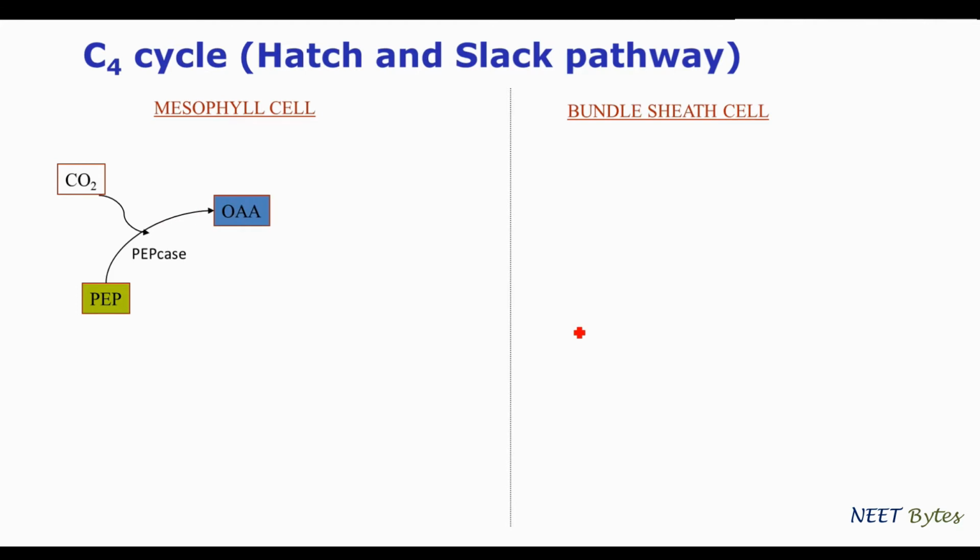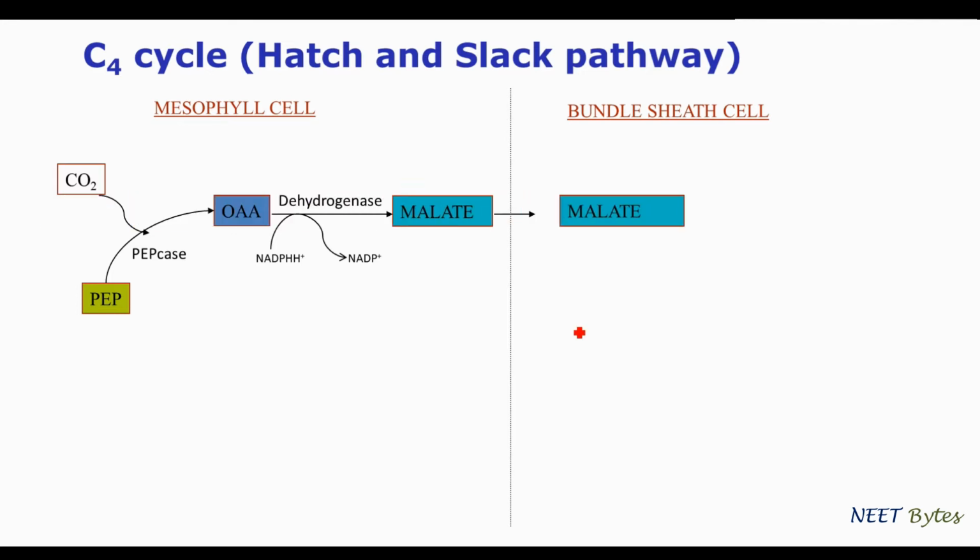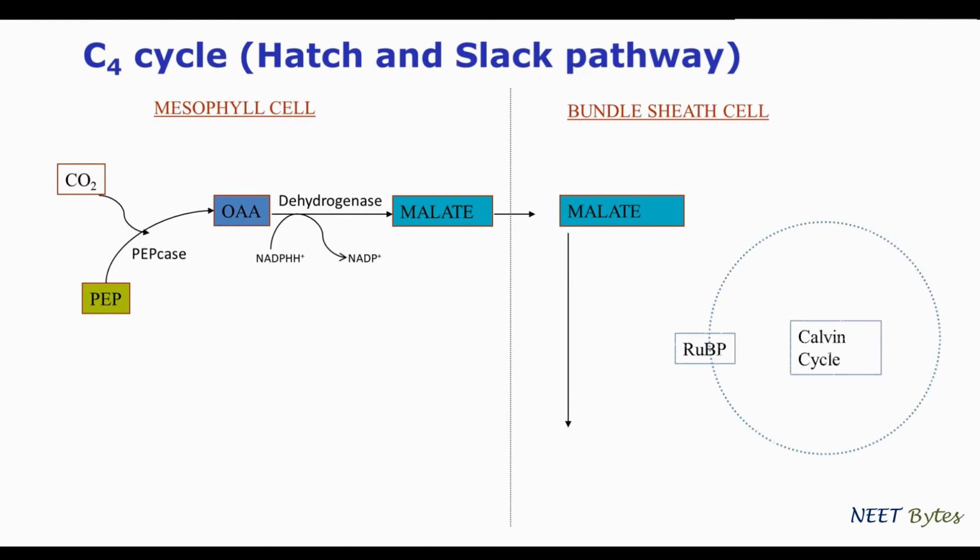So this is the first stable product. Now the first stable product is a 4-carbon compound. That's why we call it a C4 cycle. Then this oxaloacetic acid gets converted into malate, and you know very well that the dehydrogenase enzyme is utilized, and this malate is transported to the bundle sheath cells. Now within the bundle sheath cells, the malate is decarboxylated. As a result of decarboxylation, the CO2 is accepted by RuBP that is present in the bundle sheath cells. So this RuBP carries on the Calvin cycle.